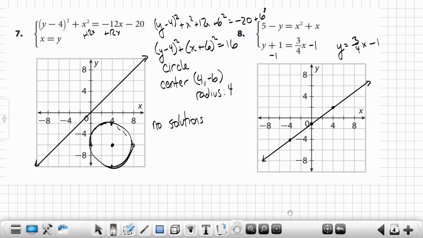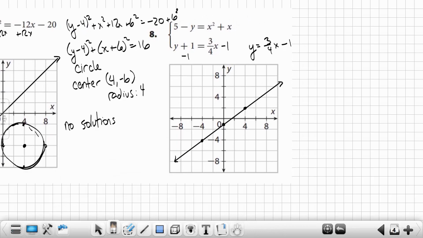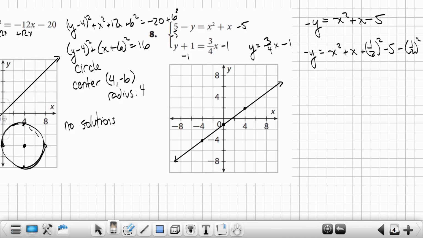This parabola, though, it's going to take some work. I'm going to slide this screen over. I'm going to need to complete the square, and it's not going to be pretty. So first of all, I'm going to subtract the 5 and complete the square. I'm going to leave it negative y on the left for just a minute. So half of 1 is 1/2. So we have x squared plus x plus 1/2 squared minus 5 minus 1/2 squared.